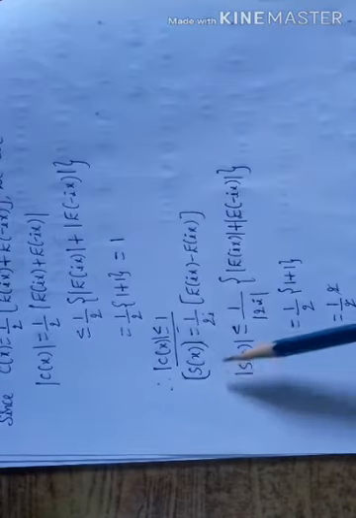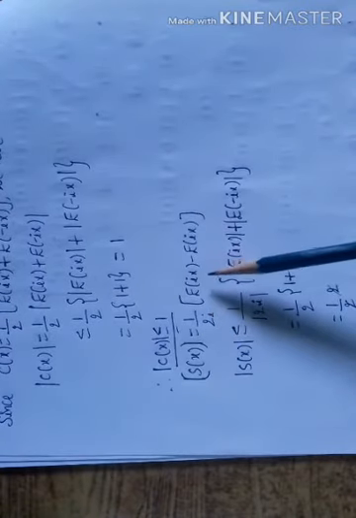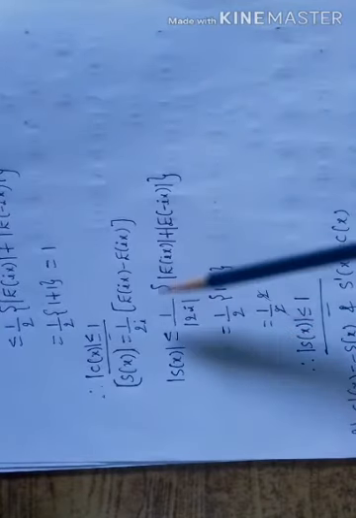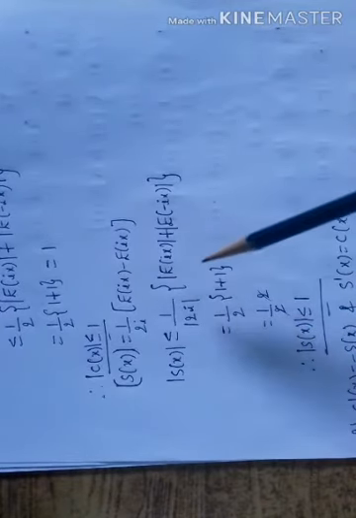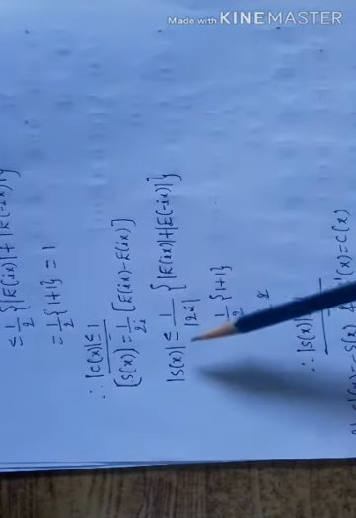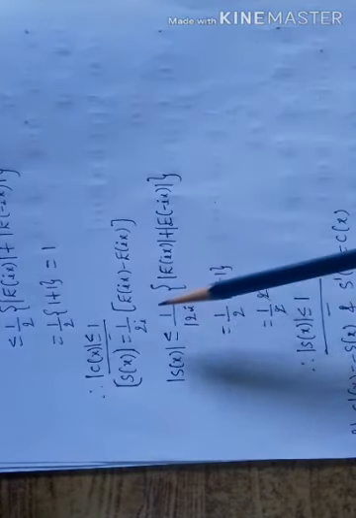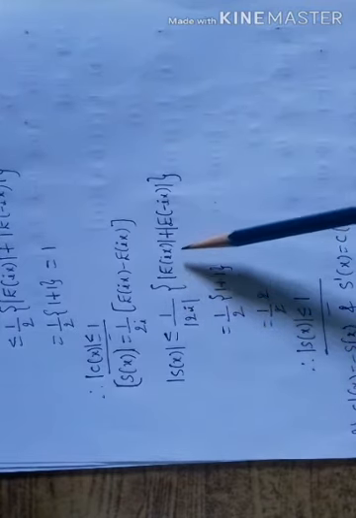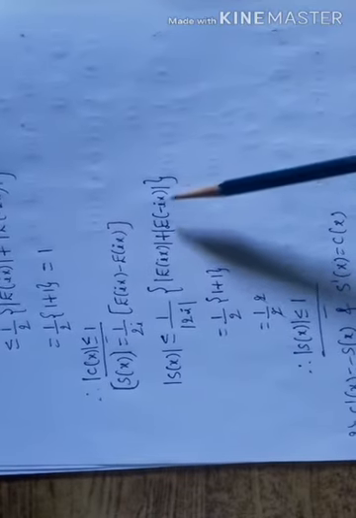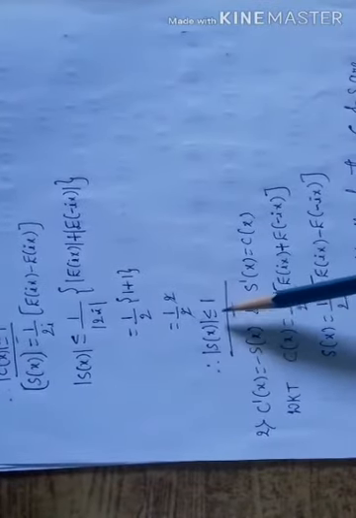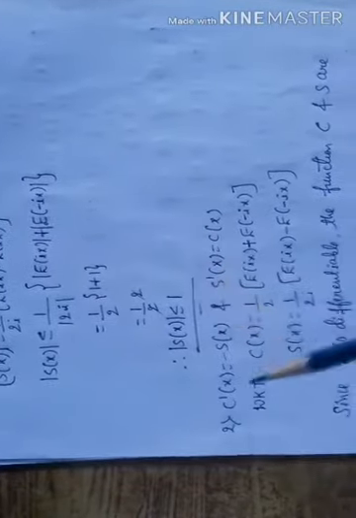Similarly, we know that S(x) = 1/(2i) (e^(ix) − e^(−ix)). Apply the modulus, and we know that |a + b| ≤ |a| + |b|. Applying this, |S(x)| ≤ 1/|2i| (|e^(ix)| + |e^(−ix)|). We know that this value is 1 and this value is 1. Therefore, |S(x)| ≤ 1.